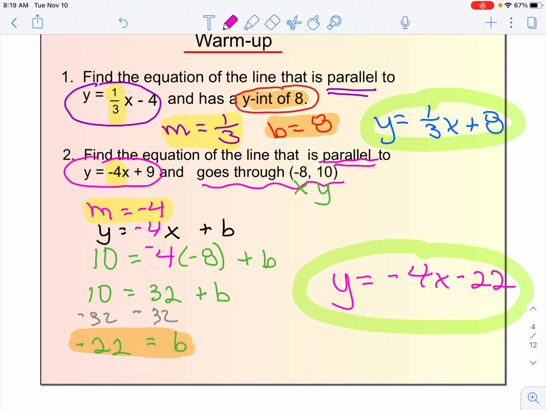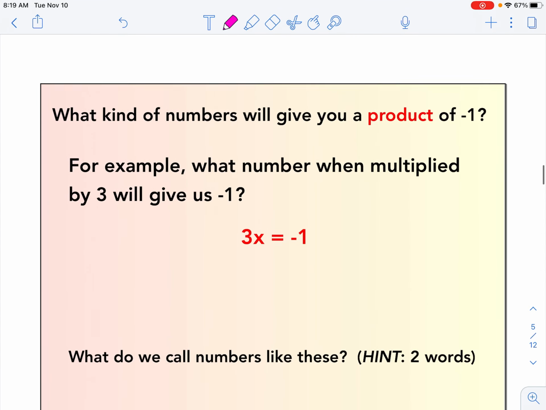For number 2, again, pick out your slope of -4 from your given line, but then you need to use your point, the x and y from your point, in the equation y equals mx plus b. So you're going to put the 10 and the -8 in for x and y, the slope in for m as -4, and then solve for b. And then again, you have m and b, and it's just easy enough to write the equation.